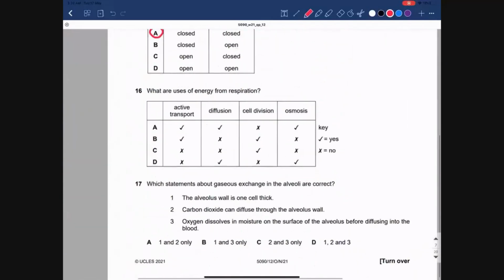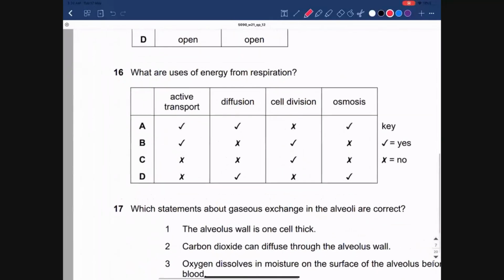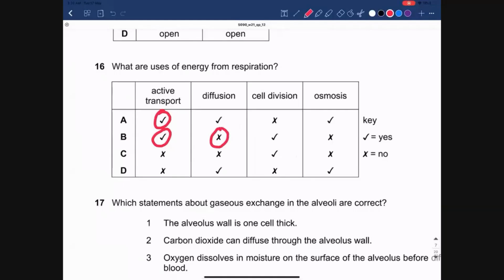Okay, let's move on to MCQ number 16. What are the uses of energy from respiration? So guys, do remember that active transport is a process which requires energy because molecules and ions move against the concentration gradient, that is from lower concentration to higher concentration. Guys, diffusion never requires energy. Diffusion is passive. It does not require energy because molecules are moving from higher concentration to lower concentration, and molecules can do that by random movement. There is no need for energy.